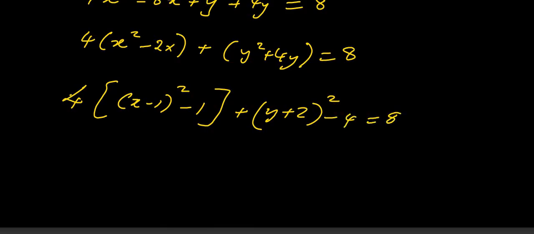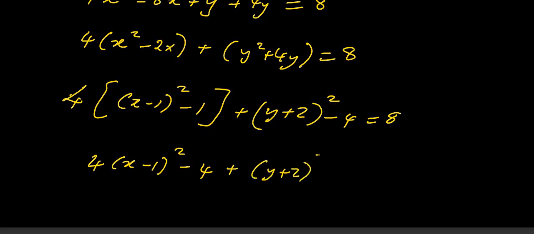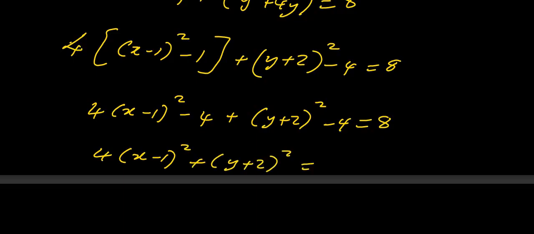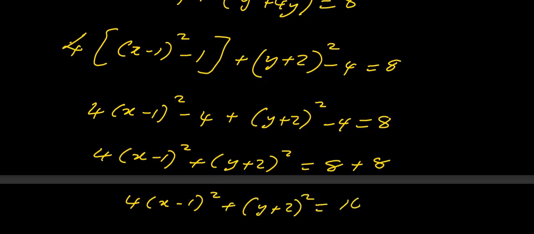So multiply back the 4, that's going to be 4 x minus 1 squared minus 4. Plus y plus 2 squared, minus 4 is equal to 8. Then this is just 4 x minus 1 squared plus y plus 2 squared. This is 4 and 4, that's negative 8, goes this side, becomes positive 8. Yeah, so we have 4 x minus 1 squared plus y plus 2 squared is equal to 16.